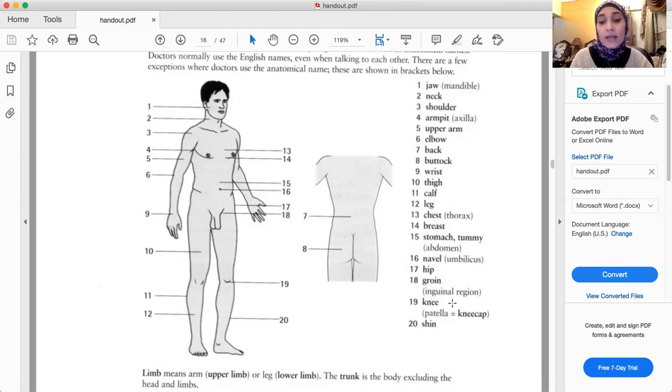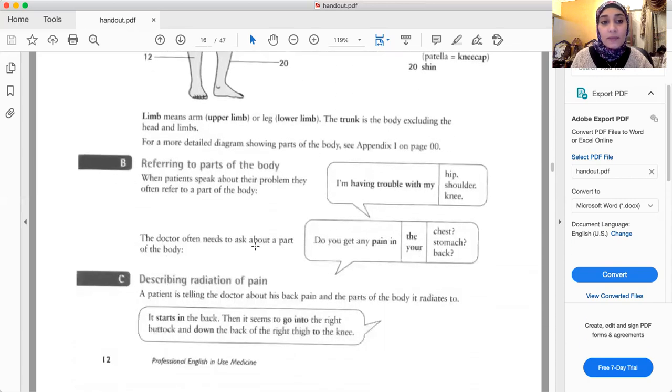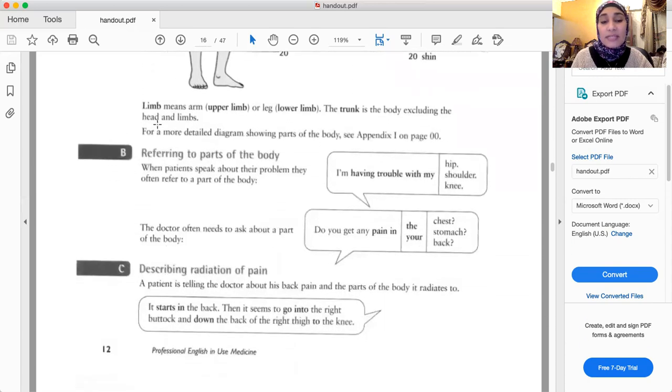All right. These are some of the very general body parts that I think most of you know already. Here we have the limb. The B is silent, so we say limb. Limb means arm. For the limb, we have upper limb and we have lower limb. The upper limb refers to the arm, and the lower limb refers to the leg.